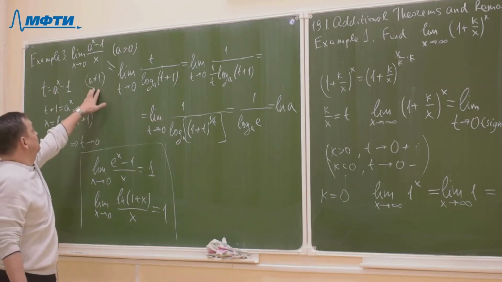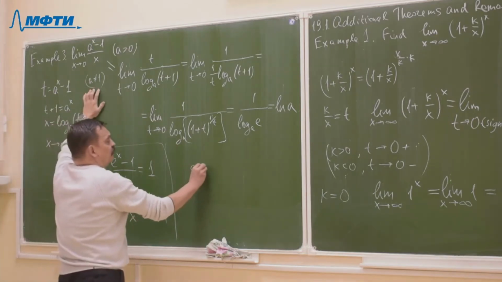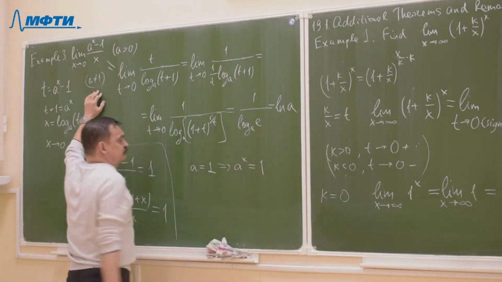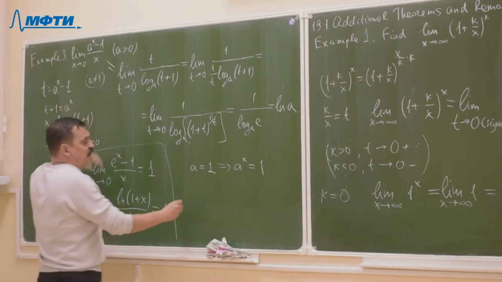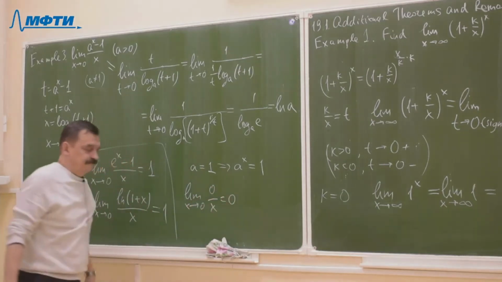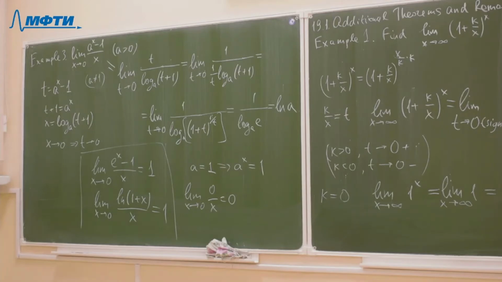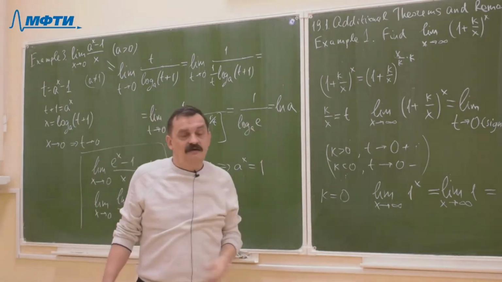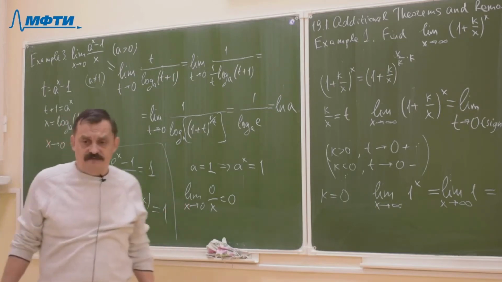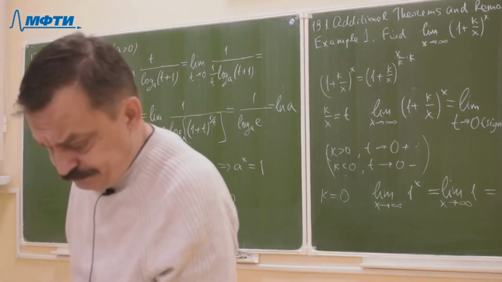And for a equals 1, what we have? If a equals 1, then a to the power x is equal to 1. So we have the limit of 0 over x, and that is 0. So it means that the answer natural logarithm of a is valid also for a equals 1, without any exclusion, right? So, okay, that is concerning that example.